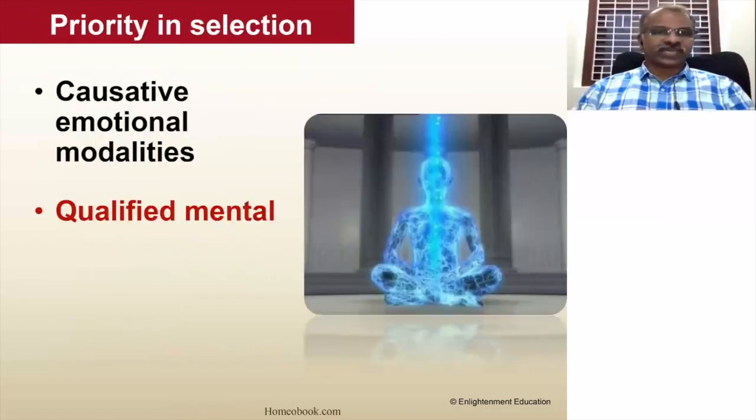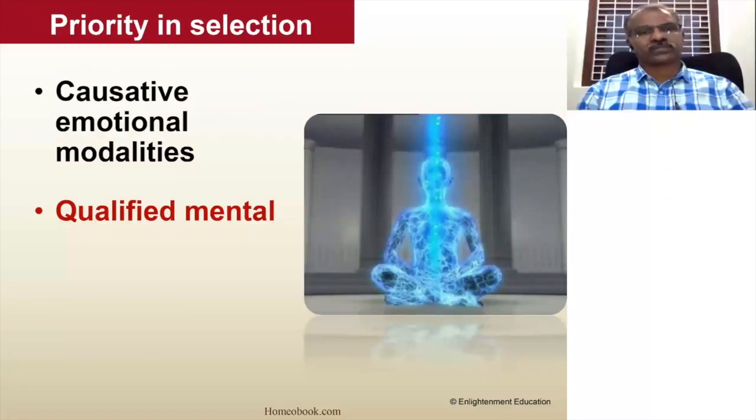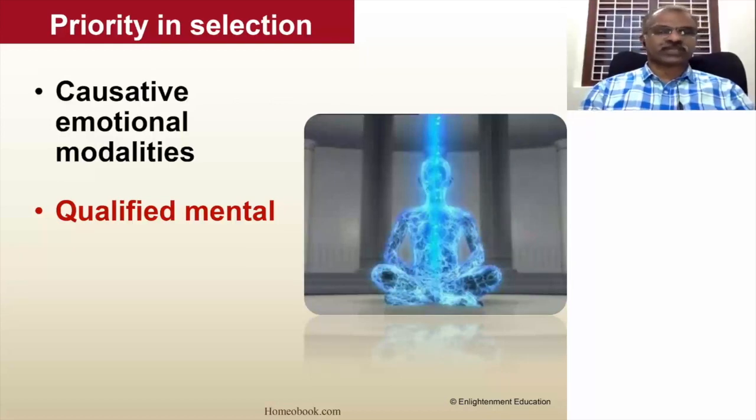Now, I will give some guidelines on the priority in the selection of rubrics. Not all the symptoms expressed in the sphere of mind are equally important. But we have to give the topmost priority to causative emotional modalities. What is meant by a causative emotional modality? That means etiology.